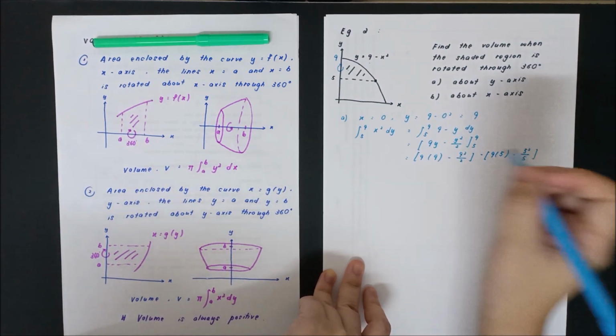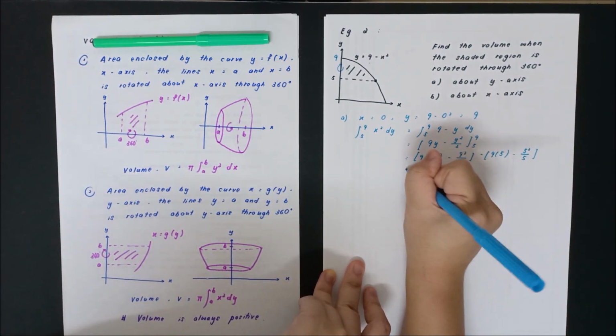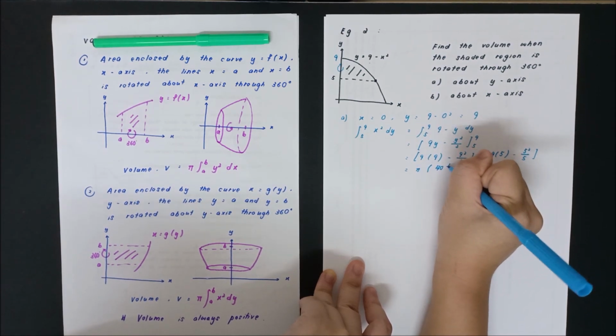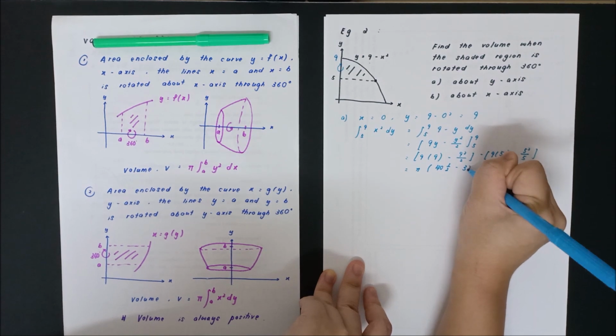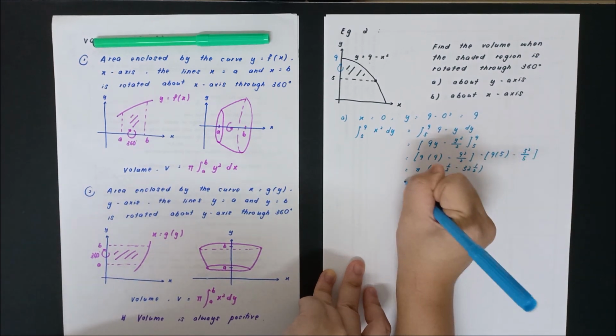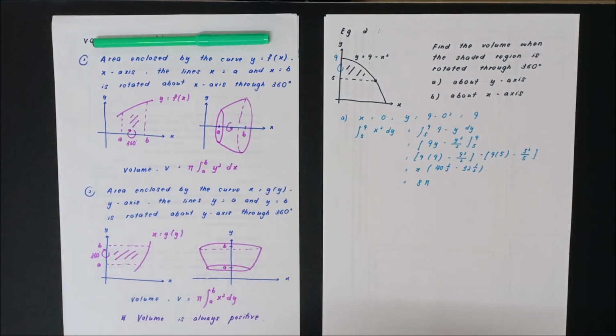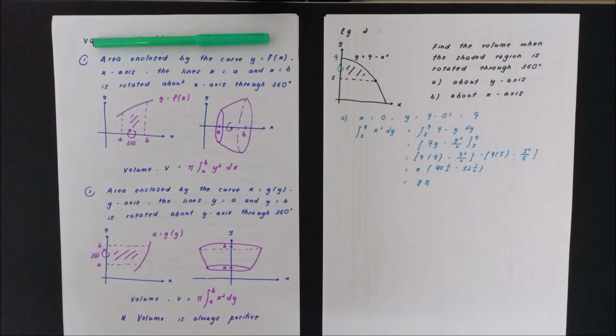So you can count it by yourself. Then after that you will be getting pi, 41 over 2 minus 32 1 over 2, which will give you the answer 8 pi for number A. Okay, so now let's continue with the B part. So this one is the same thing, but it's going to be rotated at the x-axis.